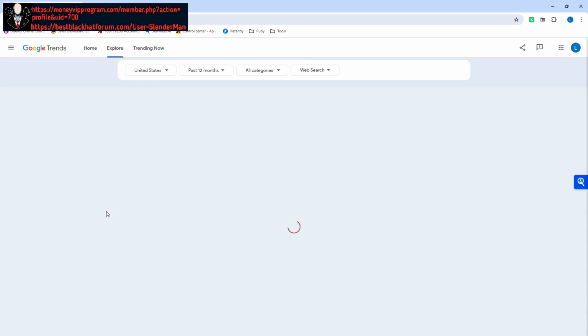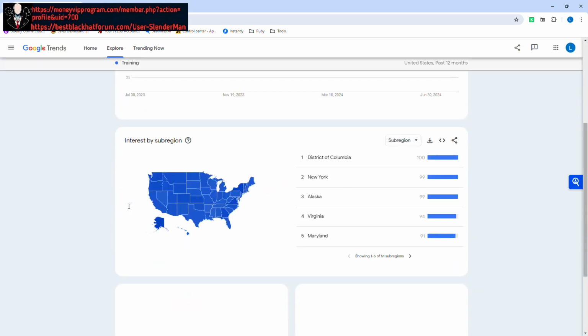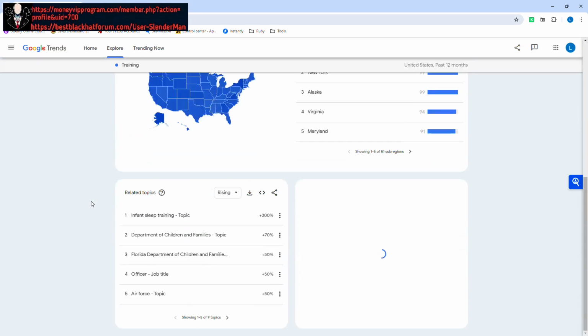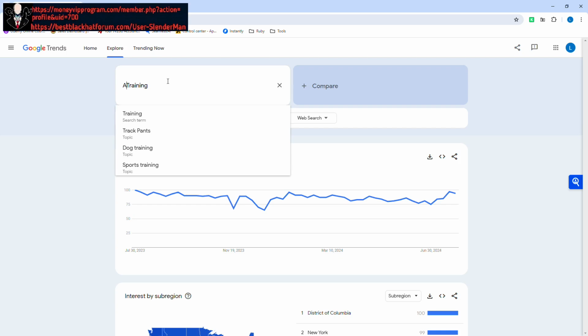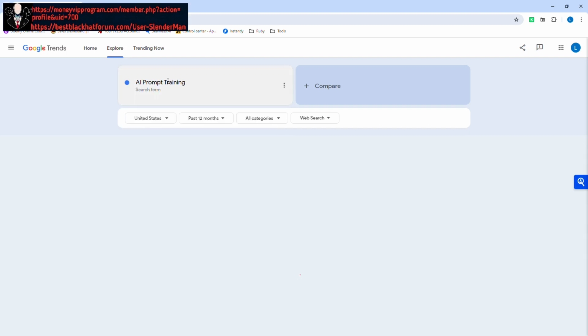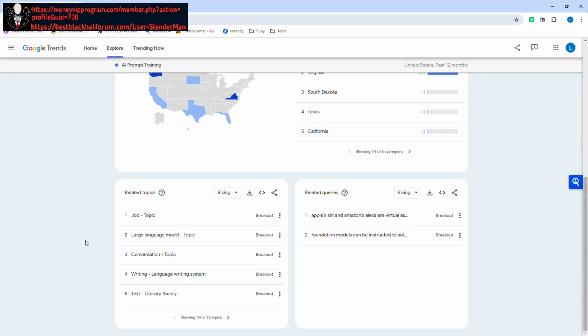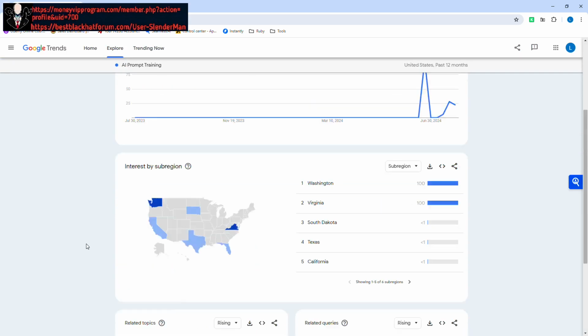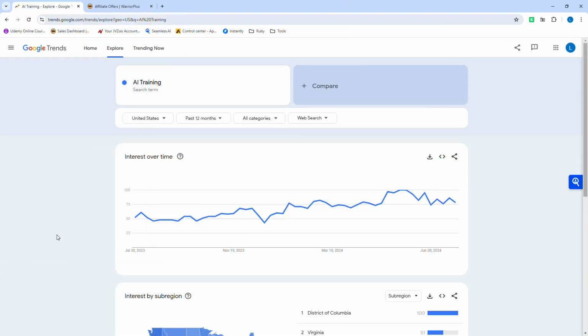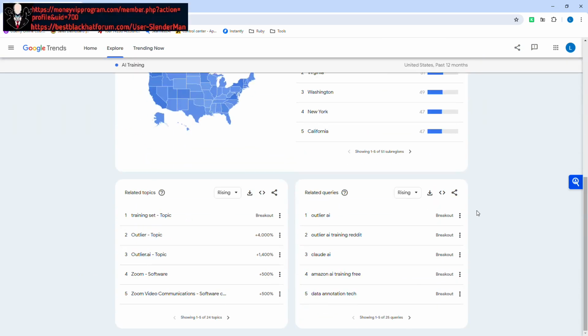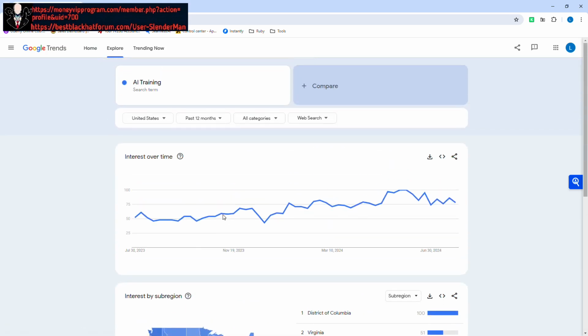Training. Okay, there's an interesting, solid interest in training. Let's see. AI prompt training. Let's try AI training. Okay, some interest in there. Decent interest. National decent interest. A lot of interest in AI there.